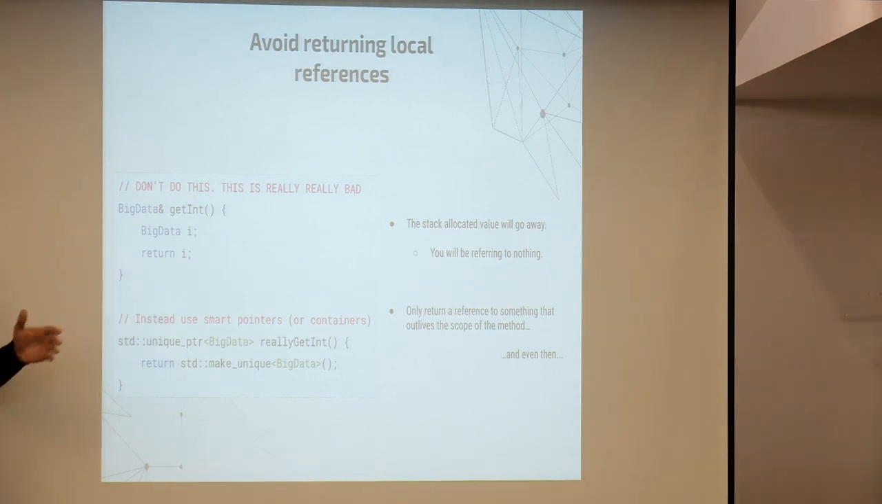So the typical case of returning a reference to a local variable, when it goes out of scope, you either get lucky, you either get something, or you get nothing. The important thing to notice is it will be a mess, obviously.